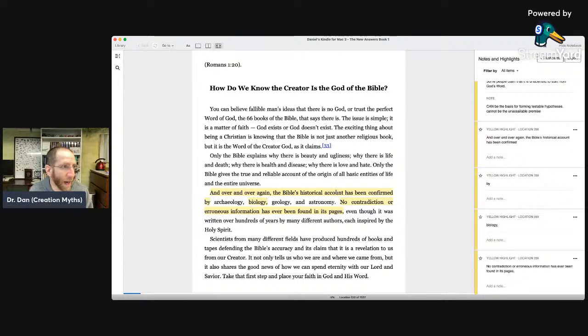Over and over again, the Bible's historical account has been confirmed by, and I'm skipping archaeology, geology, and astronomy because those aren't my fields, but biology. That's not true. We can make predictions, as I just described, based on a literalist interpretation of the Ark story, for example, and make predictions about genetic similarity and convergence in the past. And it doesn't hold up, right? It actually contradicts the literalist interpretation of those stories in the Bible. No contradiction or erroneous information has ever... Yeah, it's not true. We can hypothesis test based on this stuff and show that it's not standing up to scrutiny. So I think that takes us to the end of the chapter here.